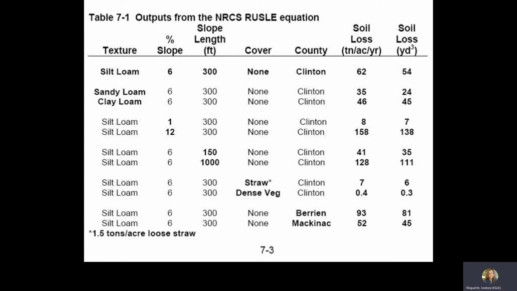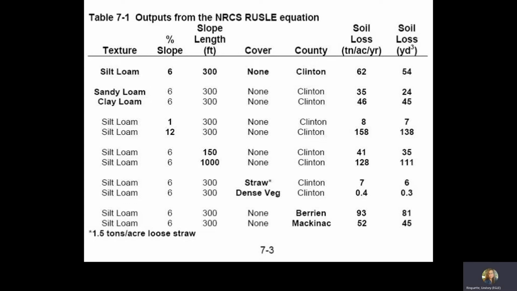Subsequent rows below have factors that are changed from the baseline information, and those changes are shown in bolded print. Take note of how changes in individual factors can change the amount of soil loss that can be expected to occur. Let's take a look at the silt loam in the first row. At a 6% slope over a flow length of 300 feet, with no land cover in Clinton County, Russell calculates a soil loss of 54 cubic yards.